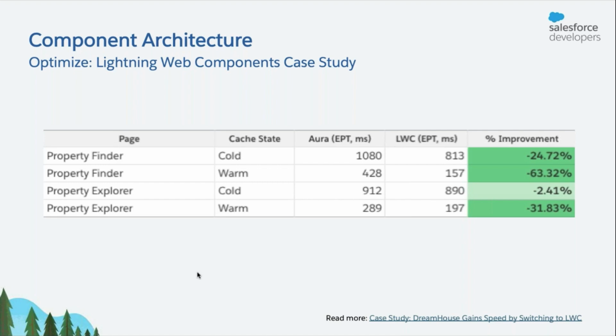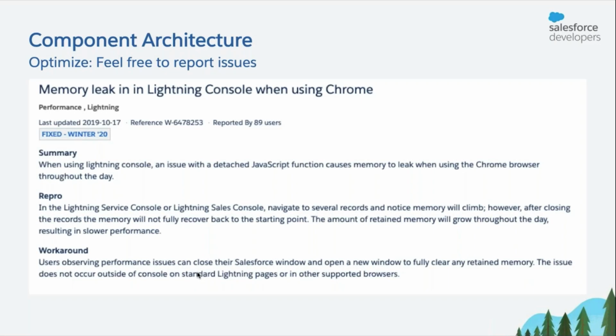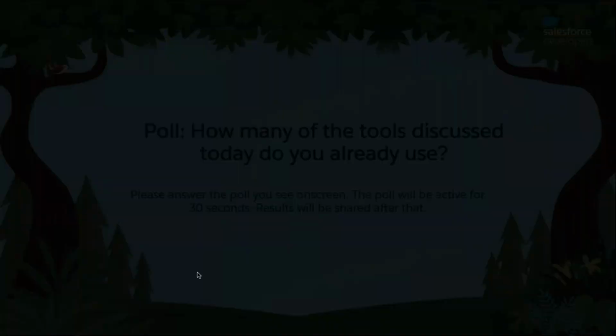So I think that's all. A lot of blabbering has happened, and feel free to report issues. So whenever you're measuring for performance and you optimize your components, but you still feel the performance is bad, please raise issues with us. So recently, we have fixed this issue, which is a memory leak in Lightning Console. So we are actively looking at ideas, Idea Exchange, and all of that to see what we can prioritize.